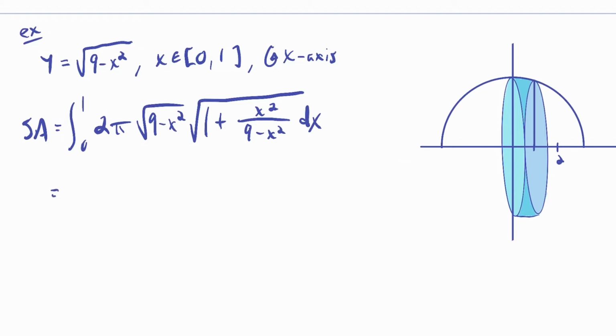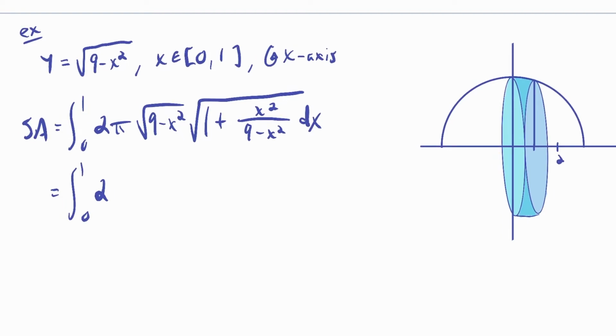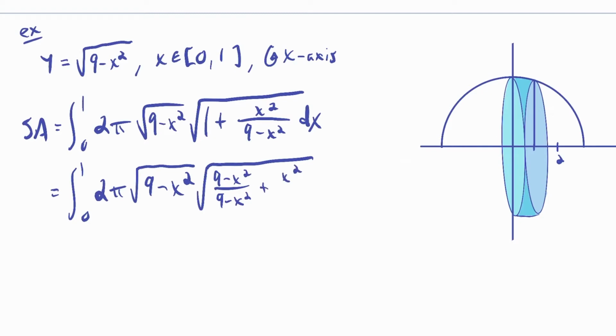So then this equals the integral from 0 to 1. The 2 pi is still going to stay inside for a long time again. So this is 9 minus x squared times the square root of 9 minus x squared over 9 minus x squared plus x squared over 9 minus x squared dx.